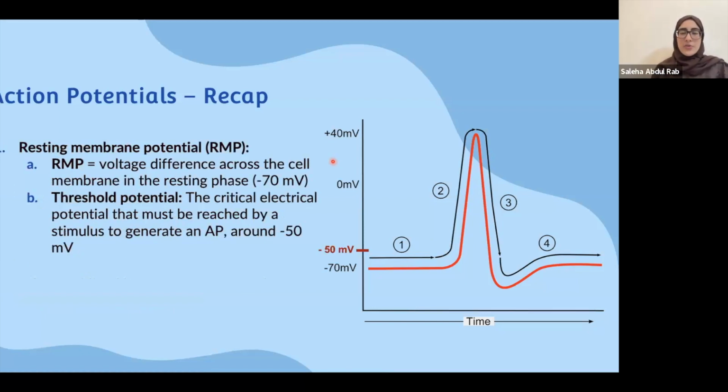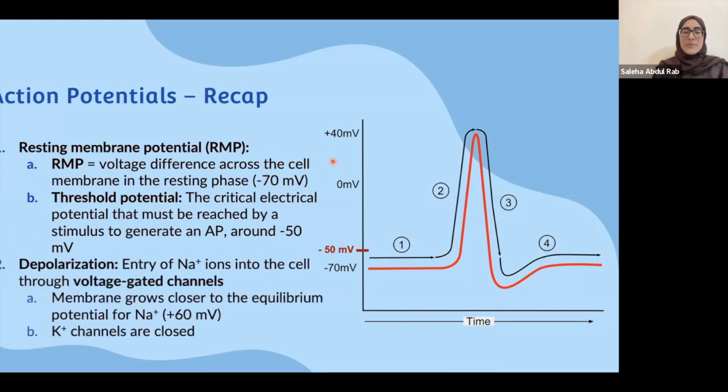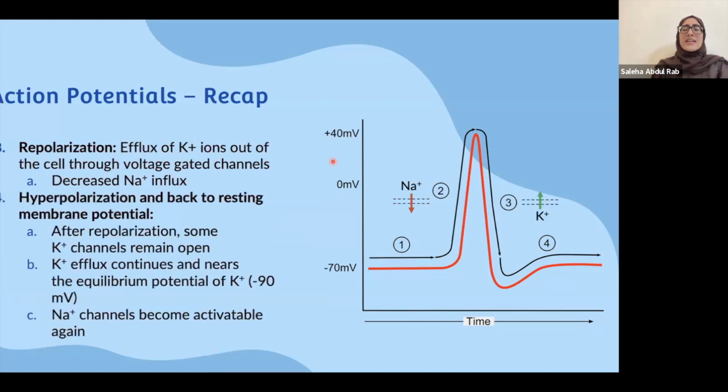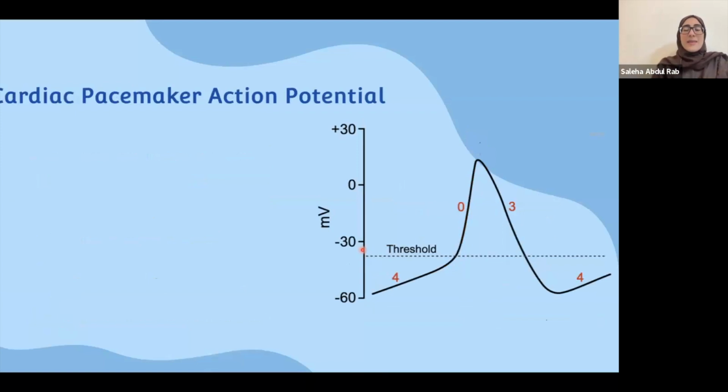So just a further recap, the resting membrane potential is a voltage difference across the cell membrane in the resting phase. There is a threshold potential which has to be reached before an action potential can develop, right? So first there's depolarization, then there's repolarization, and then finally you have a little bit of hyperpolarization before it ultimately reaches resting membrane potential again. And once again, it is waiting for the next impulse from the neuron to cause another action potential. Okay, now coming to cardiac pacemaker action potential.